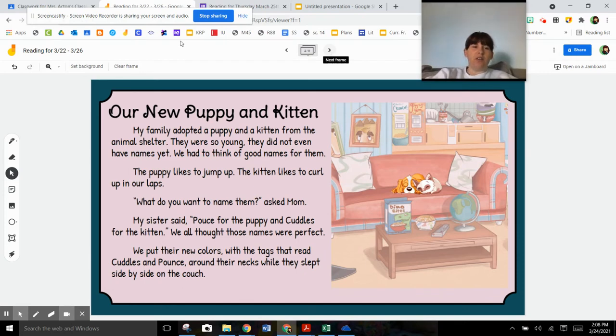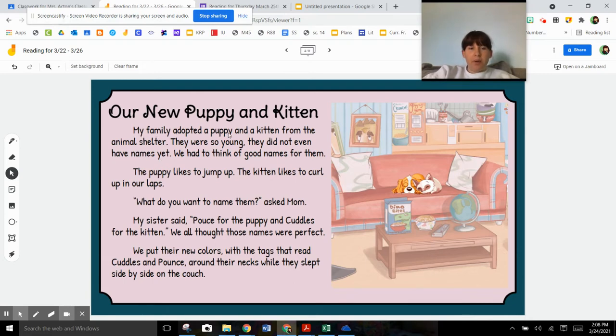So the story is called Our New Puppy and Kitten. And if you look at this illustration over here, you can see a puppy and a kitten that are sitting on a couch in this lovely living room. You can see the kitchen in the background. So let's go ahead and get started reading this story.